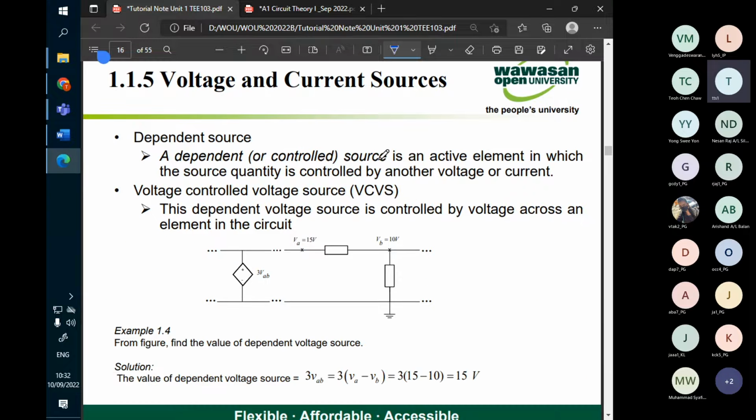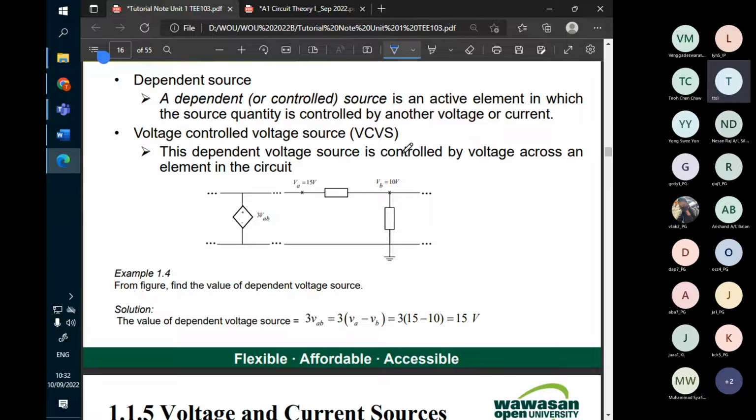Okay, then we have dependent sources, and we have come to the first possible combination. We have the voltage, we have the current. The first combination is the voltage-controlled voltage source. Sorry.